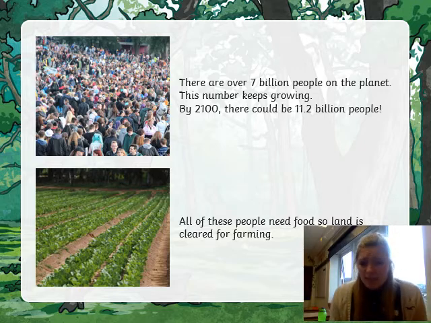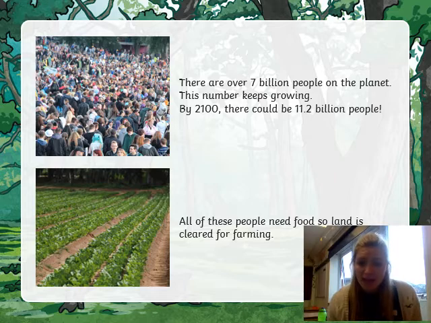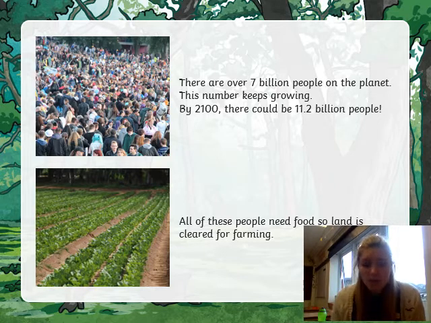So there are 7 billion people on the planet, and it keeps going up and up, and obviously the more people there are, the more people are using paper and furniture, and so needing trees to be cut down. However, the land that the trees are cut from is also used for farming, because as more people arrive in the world, we need more food, so we need more land for farming.